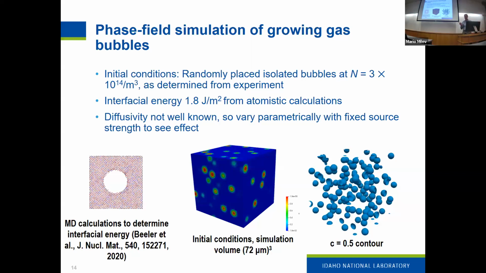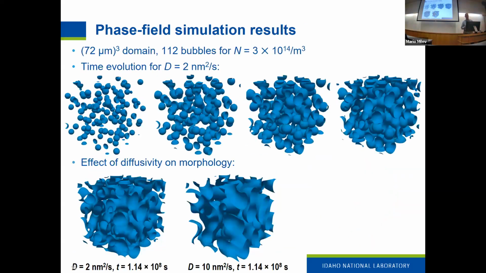Through work that I did in collaboration with Professor Beeler, we did know that the interfacial energy was 1.8 joules per meter squared. That's an important parameter for this material that was not really very well known until his work. Another parameter that was not well known at the time was the diffusivity of the defect species. We can figure out what the source strength is based on the fission rate, and then we varied the diffusivity parametrically to see what the effect was on morphology.